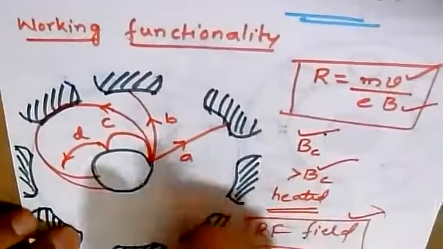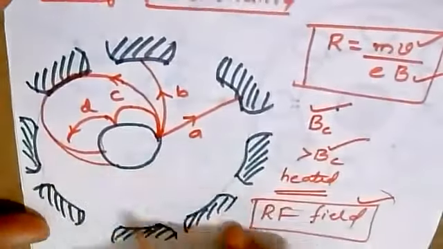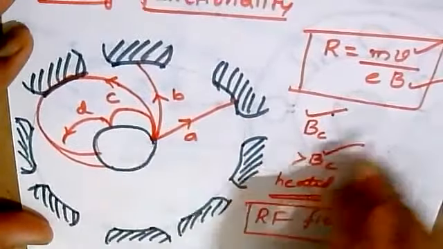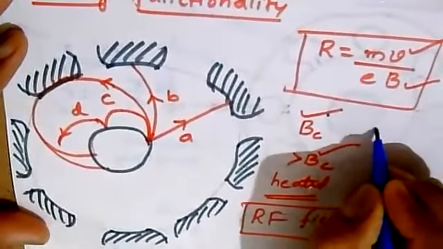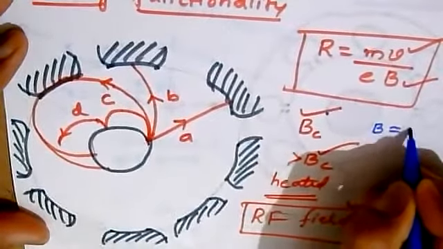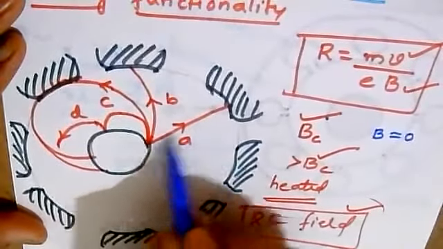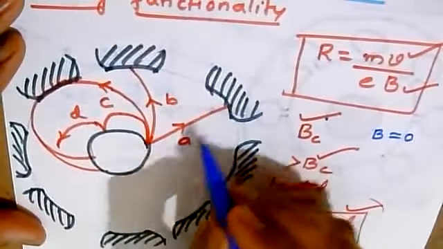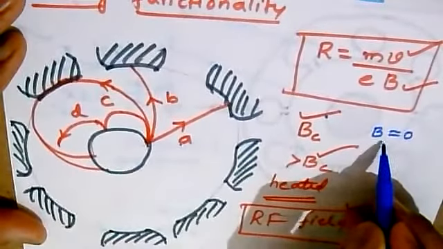Next, we move on to the working functionality, where the 8 cavities are represented here. The first one, electron A, is for different approximated conditions. Whenever the magnetic field is totally equal to 0, there is no influence on the path of the electron, so it moves straight from cathode to anode. This is the path followed by the electron in the absence of a magnetic field.